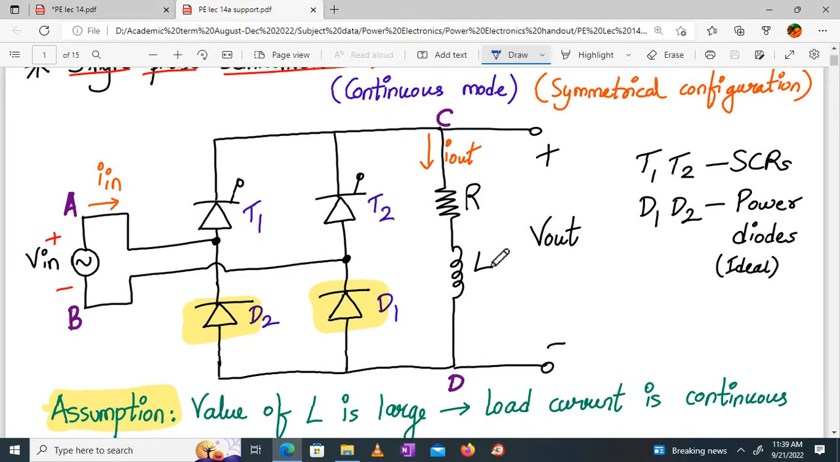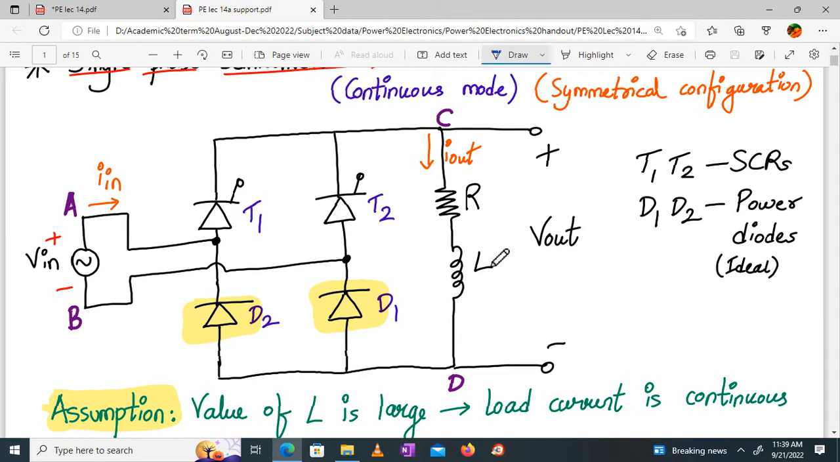Now this is the circuit diagram of the circuit configuration for single phase semi converter with RL load. Please draw it in your books quickly. Here T1 and T2 are your SCRs, which are control devices. You can control the on time, when the SCR turns on. D1 and D2 are the power diodes. Are power diodes controlled or uncontrolled? They are uncontrolled. You cannot control when it turns on, nor when it turns off.